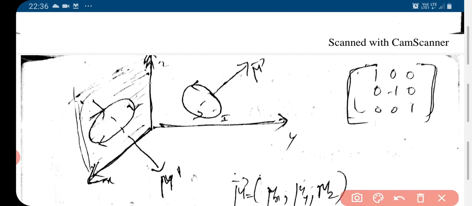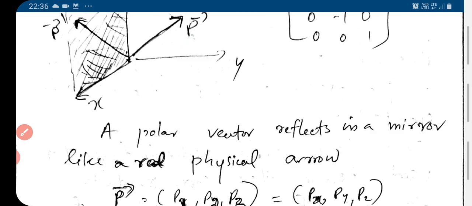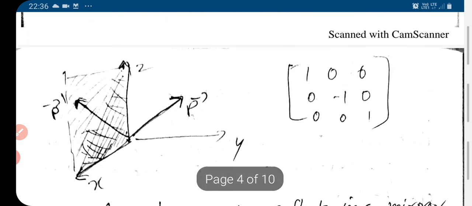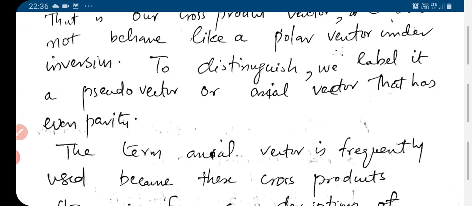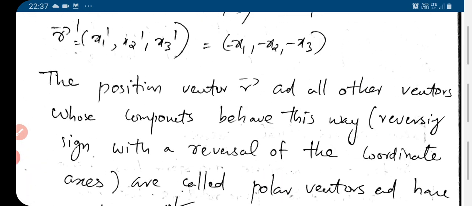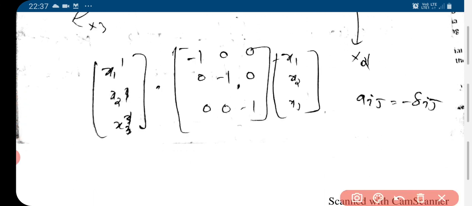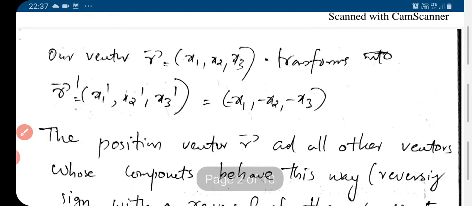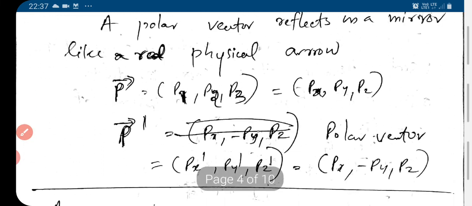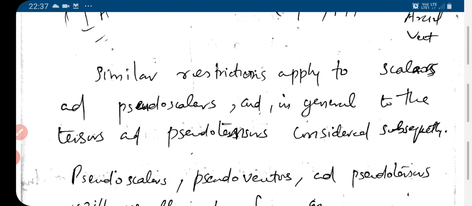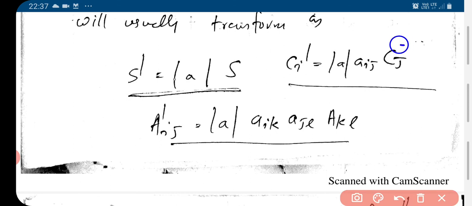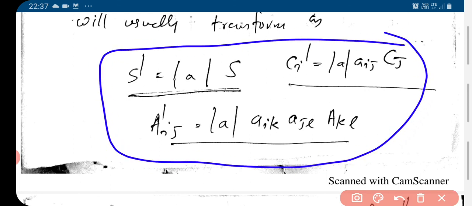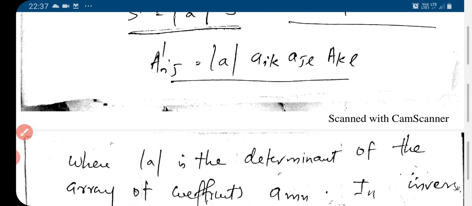If it is a reflection along the y-axis, this will be the matrix, and the determinant corresponding to that is determinant A. And if it is an inversion, the matrix will be this. So the pseudo scalars, pseudo vectors, and pseudo tensors transform according to this relation. So this is all about the pseudo tensors.